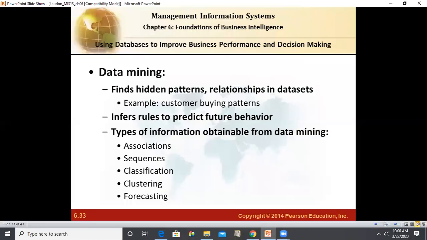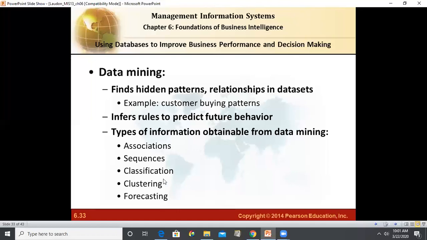So data mining is mostly discovery driven. Data mining provides insights into the corporate data that cannot be obtained by the one that we discussed before, OLAP, by finding hidden patterns and relationships in the large database, and then inferring rules from them to predict future behaviors. Example, the customer buying patterns. So the patterns and rules are usually a guide for us in decision making and forecasting.